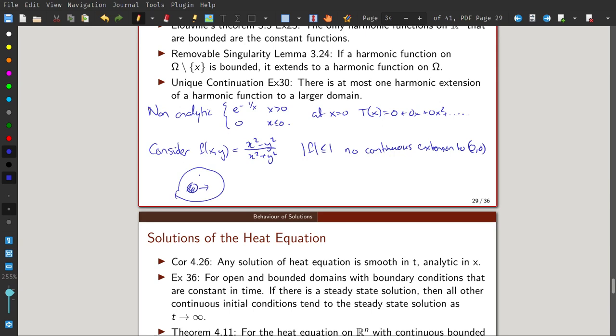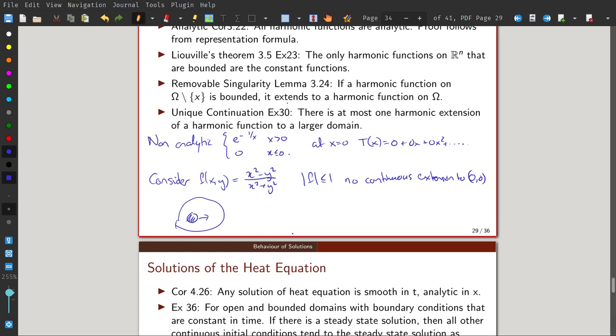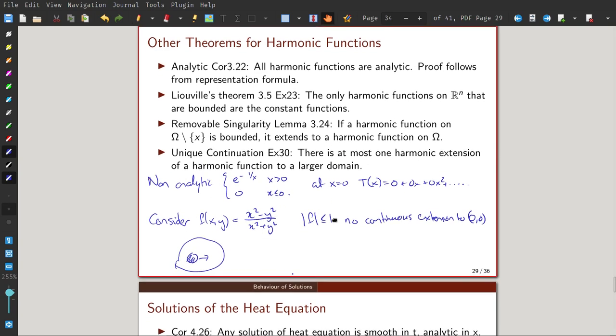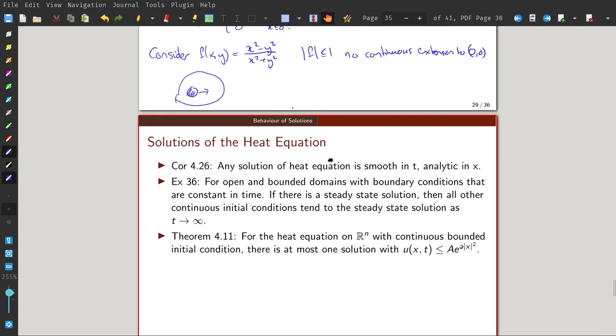All right. So, for example, for the fundamental solution, it's defined on all of space except for the origin. There is no extension to the origin. It has a singularity there. It's equal to infinity. But similar to the removable singularity, if it does extend, then there is only one way to extend it. This makes it somewhat like polynomials. So that's just a random collection of other facts about harmonic functions.